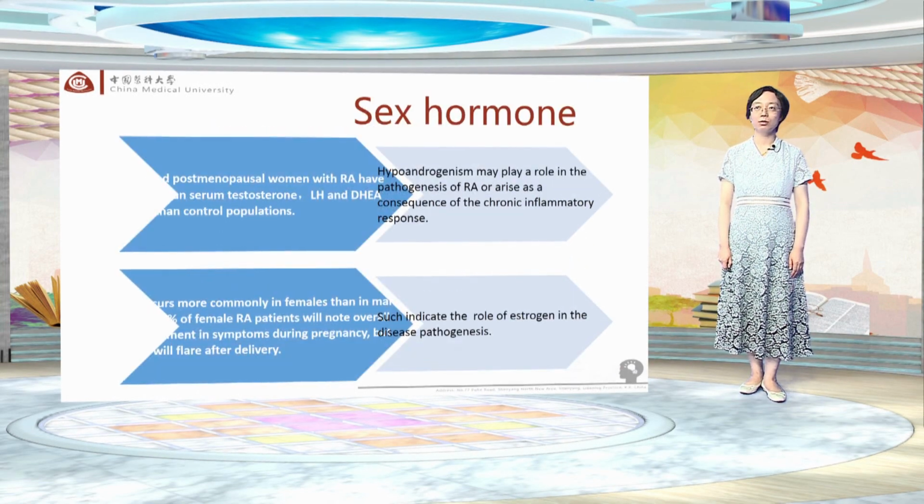Sex hormone is also related to RA. Men and postmenopausal women with RA have lower serum testosterone, LH and DHEA levels than control populations. It has been hypothesized that hypoandrogenism may play a role in the pathogenesis of RA or arise as a consequence of chronic inflammatory response.